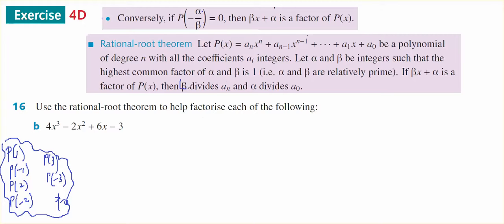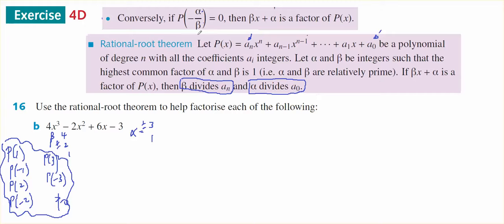So beta divides into the coefficient of my leading term, and alpha divides into the constant. So alpha could equal 1 or 3. Now they're going to be relatively prime, so the only number that can go into both alpha and beta is 1. That's the highest common factor. Beta could be 4, 2 or 1, factors of 4. There could be plus or minus.